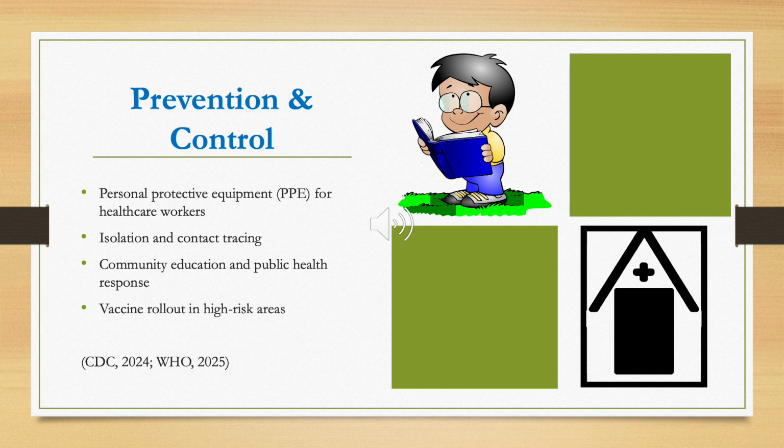Prevention and control. Prevention of Ebola transmission relies heavily on strict infection control measures. For healthcare workers, personal protective equipment, or PPE, is essential, including gloves, gowns, face shields, and respirators during high-risk procedures. Another key strategy is prompt isolation of suspected or confirmed cases to prevent community spread.